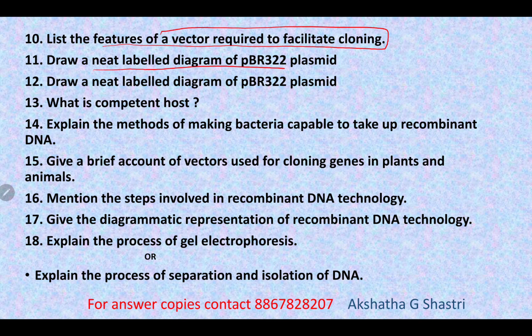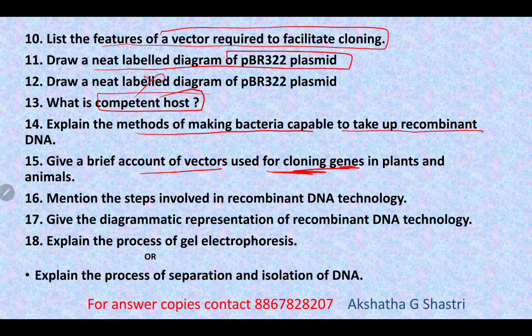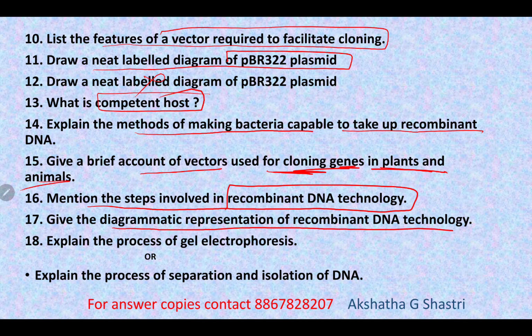Draw a neat labelled diagram of pBR322 plasmid. What is competent host? Explain the methods of making bacteria capable to take up recombinant DNA. Give a brief account of vectors used for cloning genes in plants and animals. Next, mention the steps involved in rDNA technology. Give the diagrammatic representation of recombinant DNA technology.